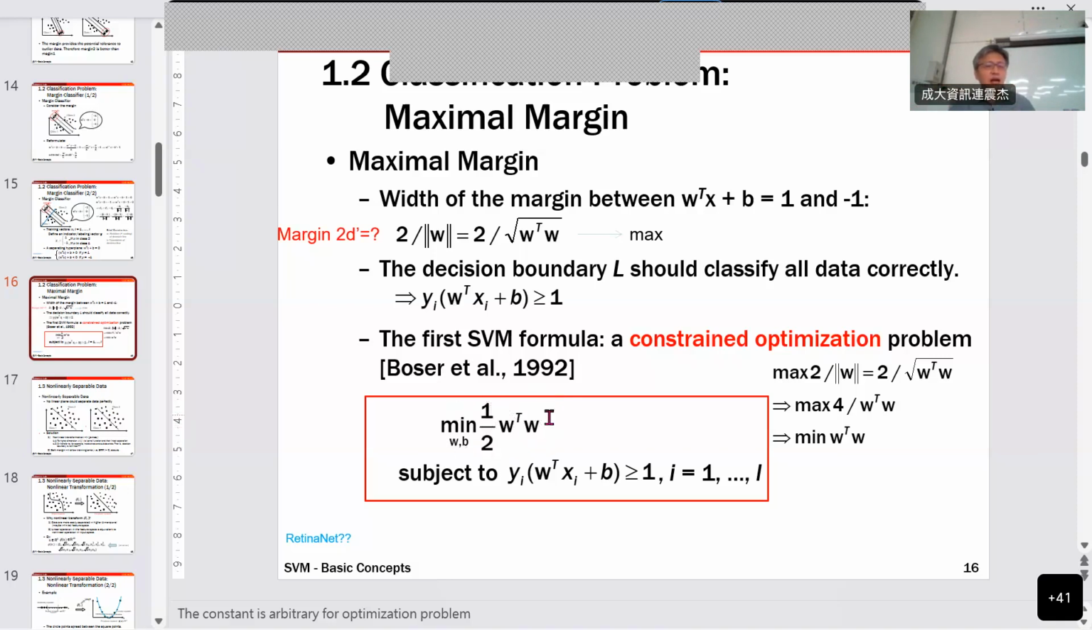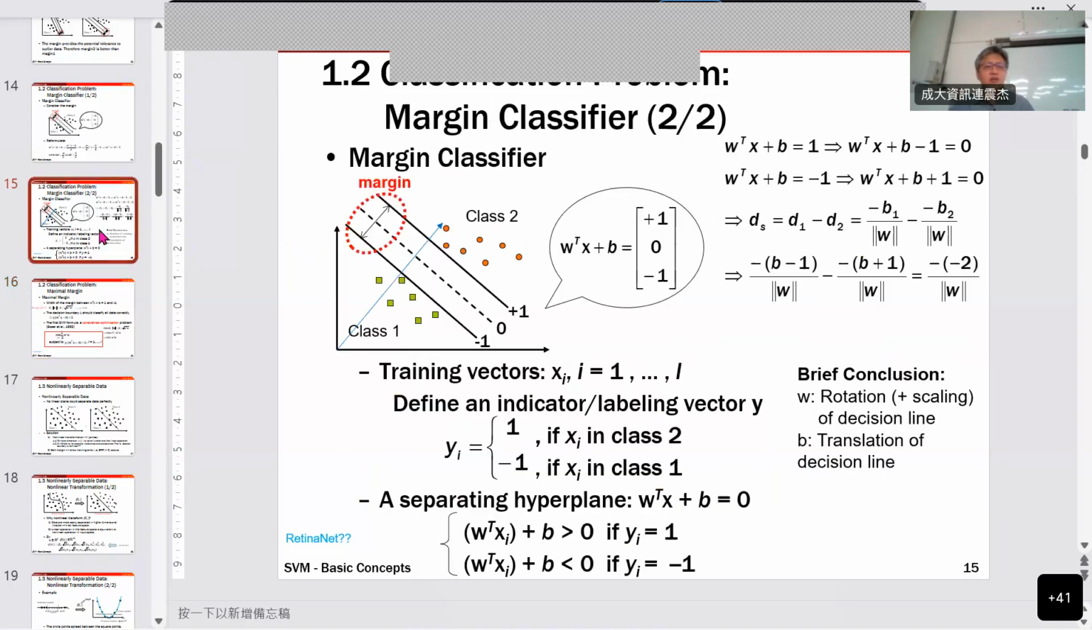So this becomes our loss function. However, it's not enough because we are doing classification. So we have some constraint. So this is our constraint. That's meaning what? Meaning here.